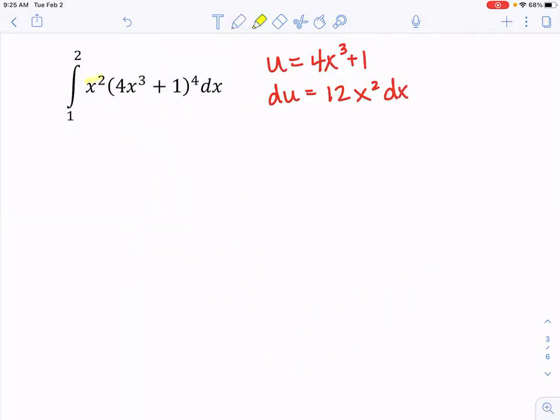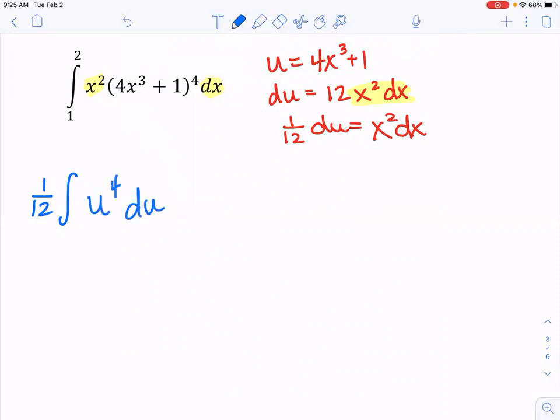Well, I see x squared dx in my integral, not 12x squared dx. Yes, we need to divide this 1/12 over with the du. So now we have an exact replacement for our x squared dx. Okay, so now our integral is going to become 1/12 du replaces the x squared dx, and then we'll have u to the fourth inside.